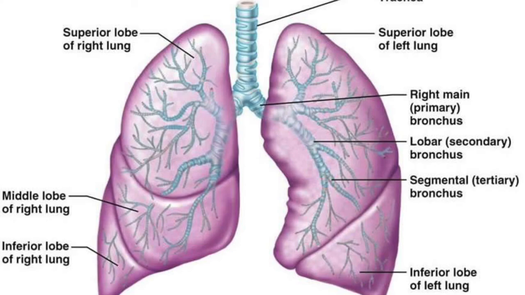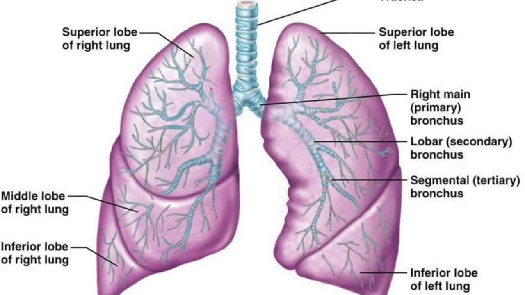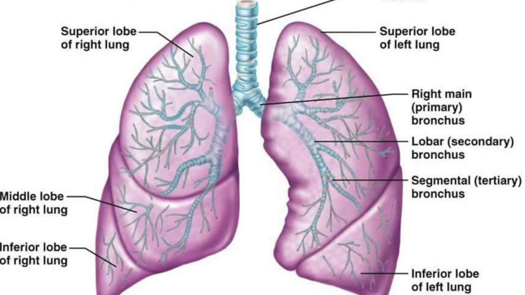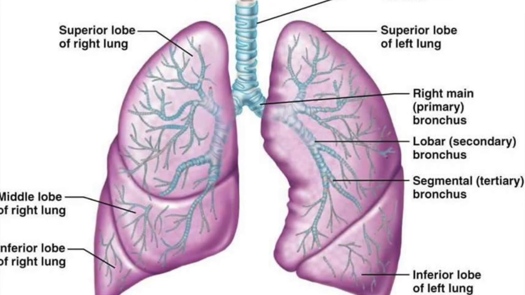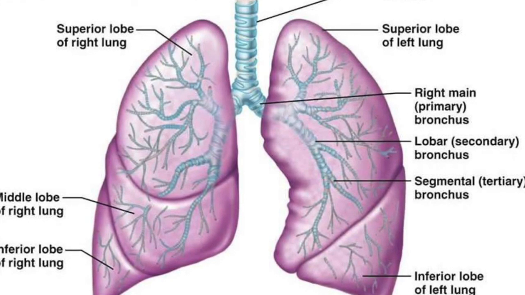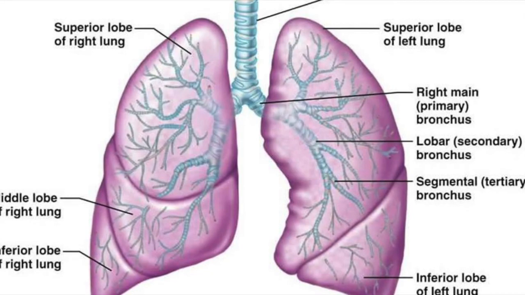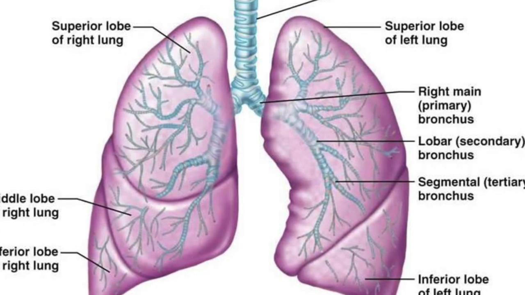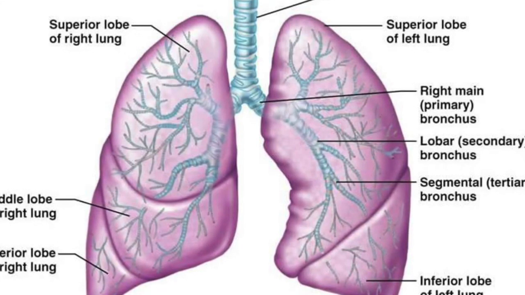Humans have lungs, and during breathing, the lungs are ventilated. Oxygen moves into the blood, and carbon dioxide moves out of the blood and into the lungs. Terrestrial vertebrates ventilate their lungs by moving air into and out of the respiratory tract.